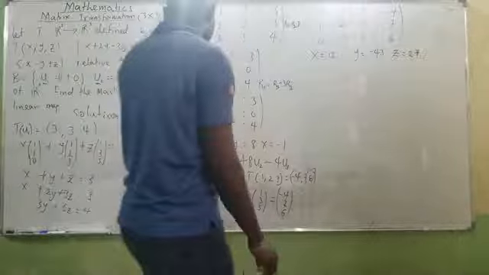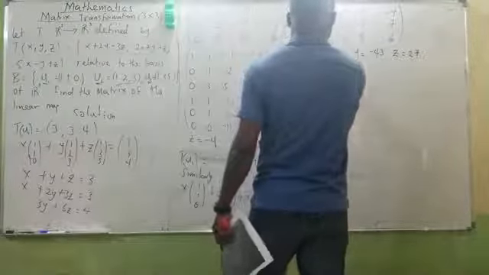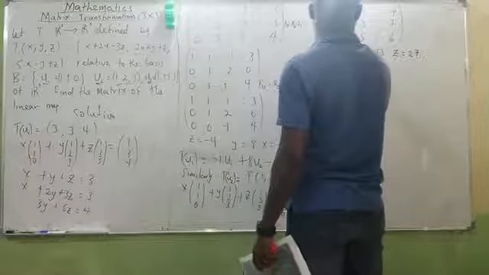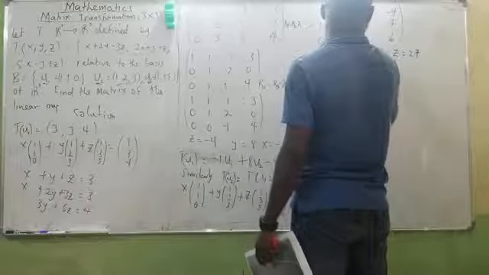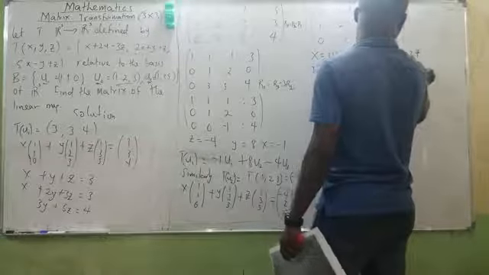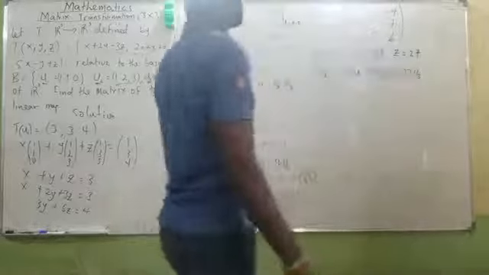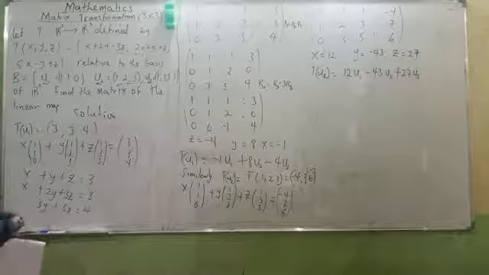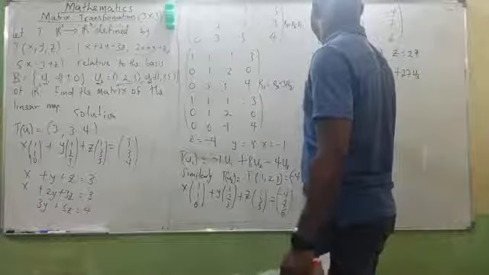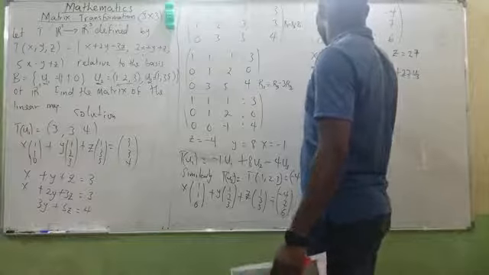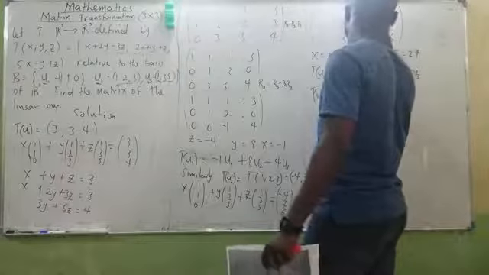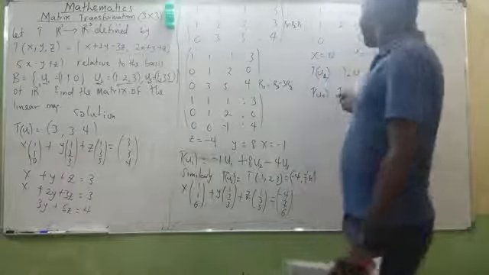Now it means I will now say that my TU2 will be equals to 12U1 minus 43U2 plus 27U3. That is what it's going to give me. Now I will do the same thing for my TU3. My TU3 will give me what is going to my 3. This is my 3, which is going to be 135.